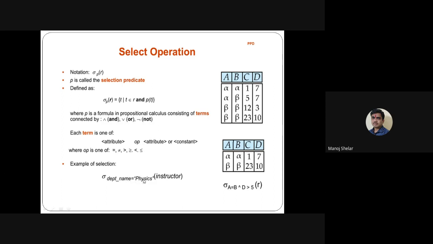I want to display the record whose department name is physics, from the instructor relation. So what is the output? All physics records of the instructor relation. Okay. Then, suppose, select A is equal to B or D is greater than 5 of R. This is the syntax. In brackets put the relation name. Here there is a condition, and using this condition we display all records of the student table.